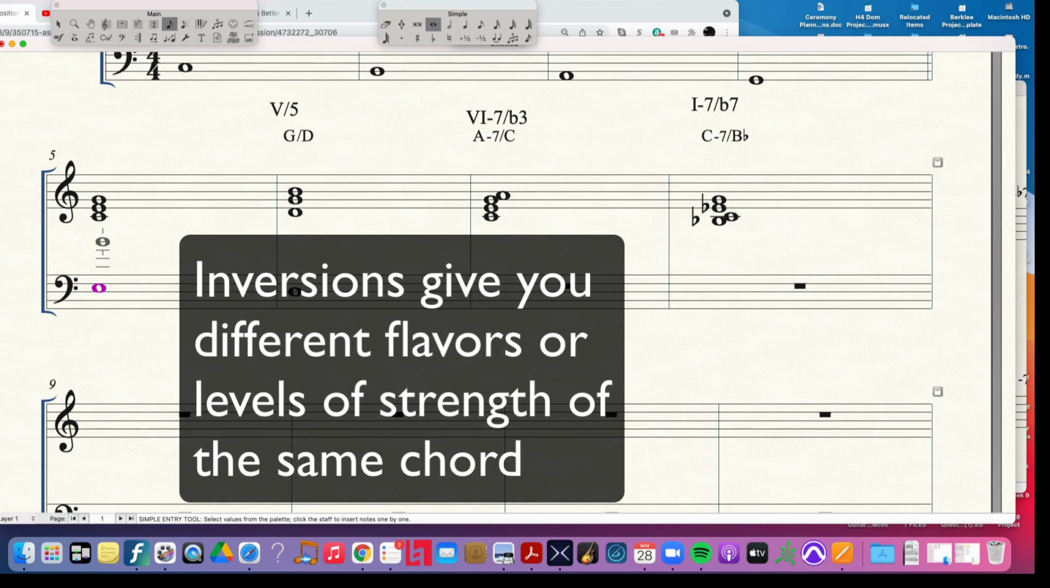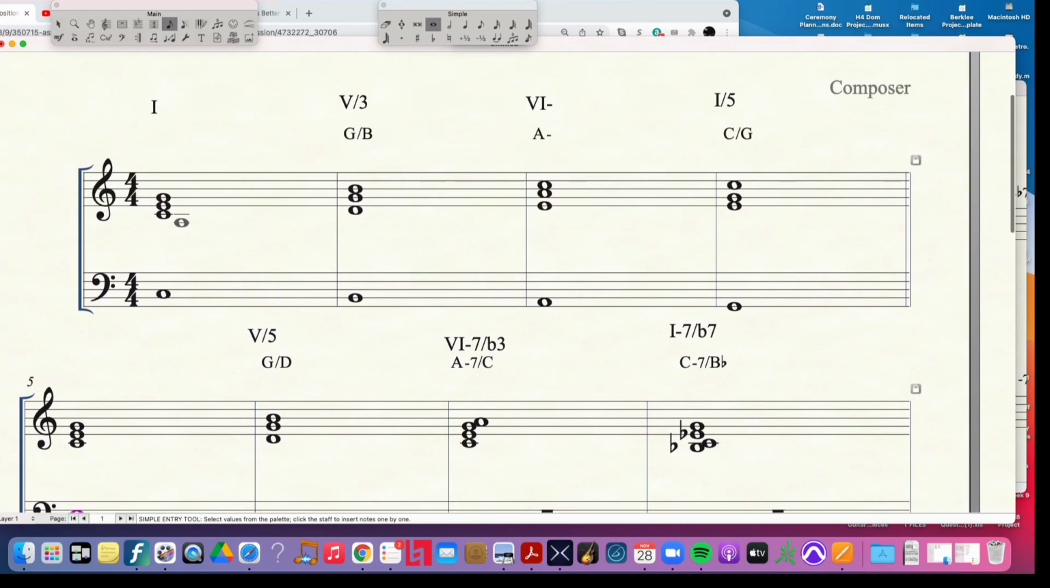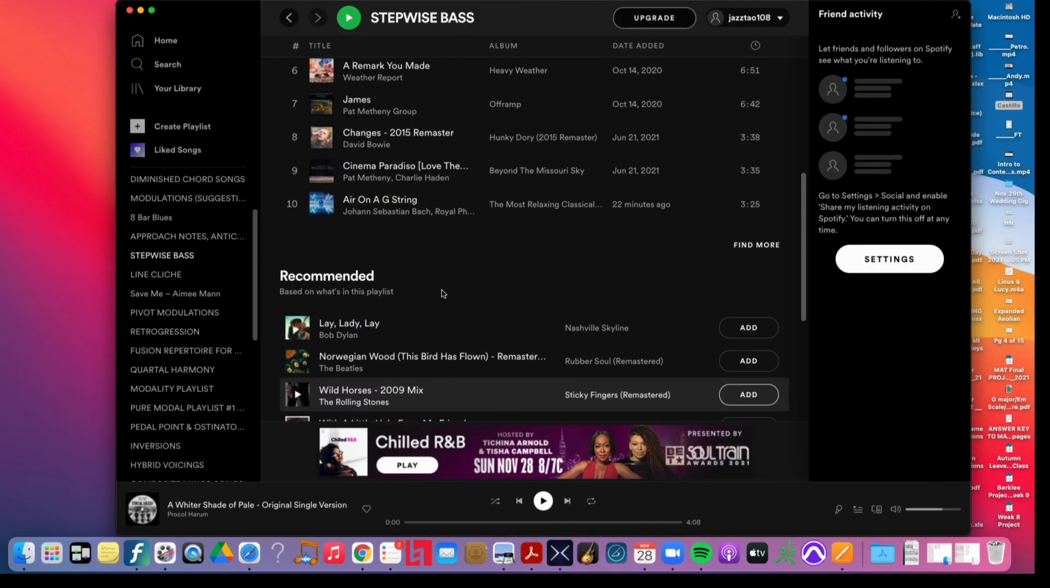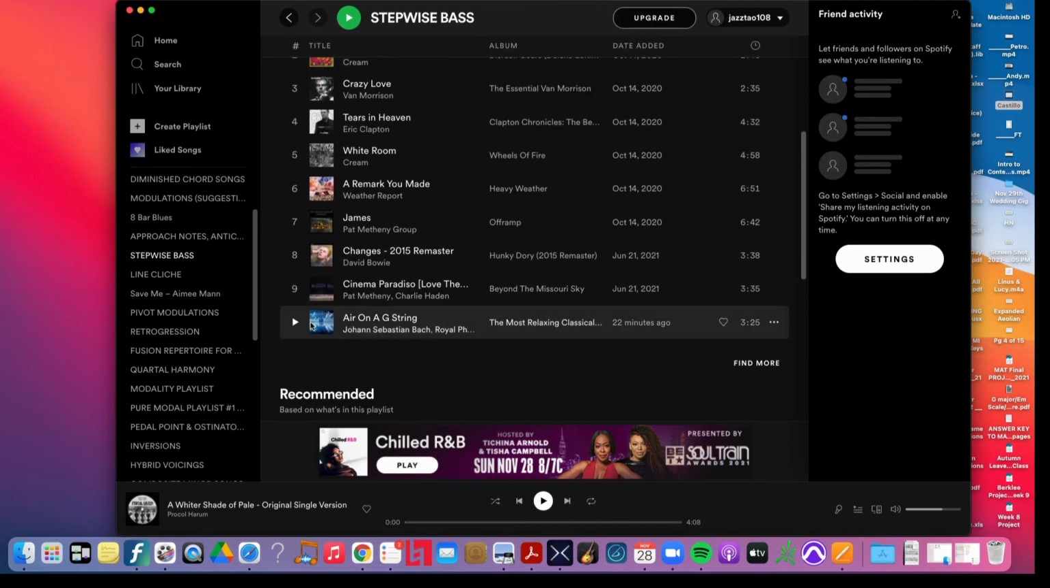Well, one of the most powerful ways to apply them is to create stepwise bass motion, like something like this. You can see that effect, that directional effect you get from creating a stepwise bass by using inversions. Let's listen to a little Bach. I have a sort of a rough equivalent of what's going on harmonically.